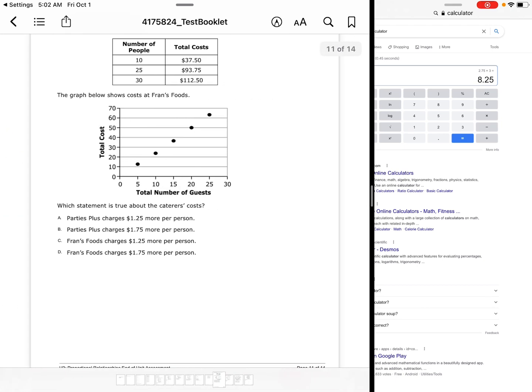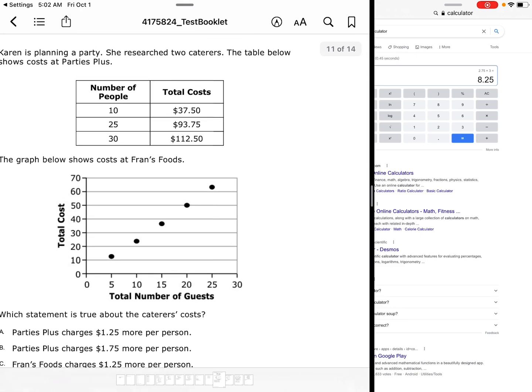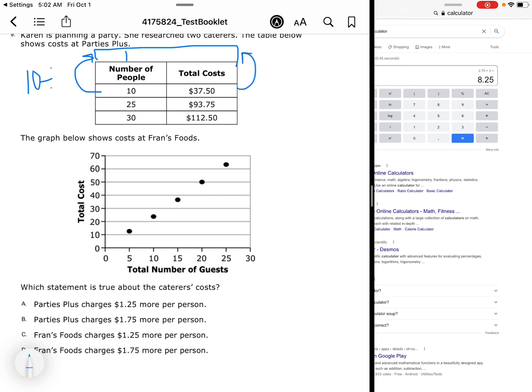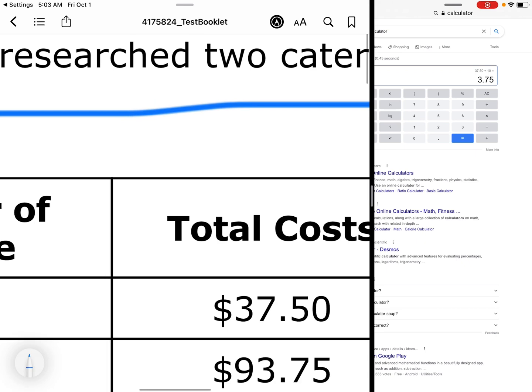All right, this one says the graph below shows the cost of different amounts of food. So she's researching a party, so we need to find the amount for 1 person. So I'm going to divide by 10 and divide by 10. So $37.50 divided by 10, $3.75.